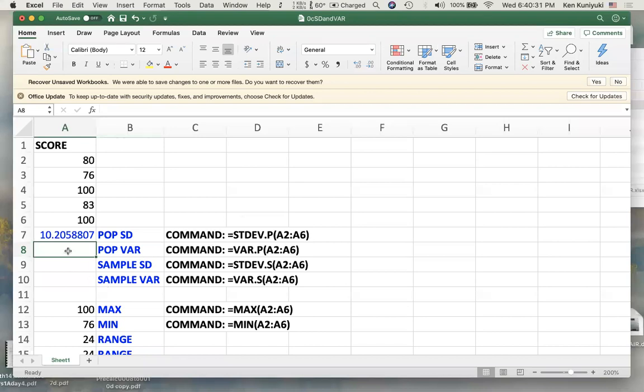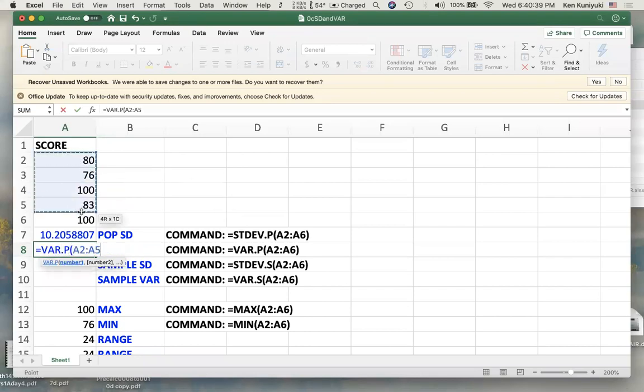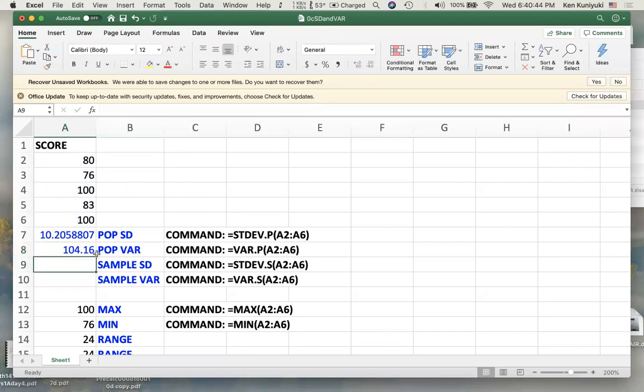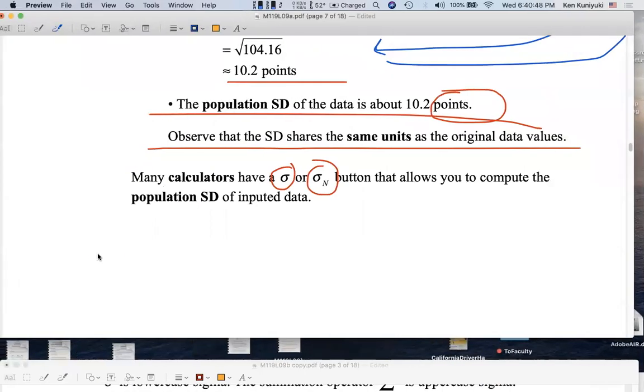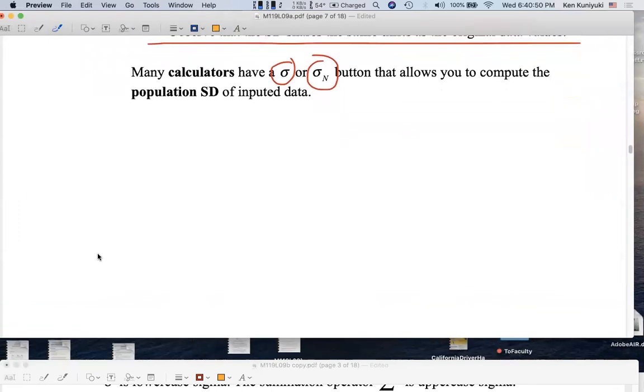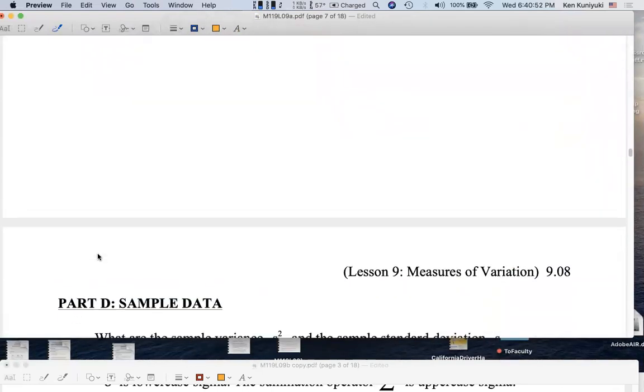For the population variance, you can just square that or directly equals, it's VAR.P for population variance. For these data points, 104.16 square points. Okay, next up, how do we work out sample variance and sample standard deviation? How is that a bit different? Next time.